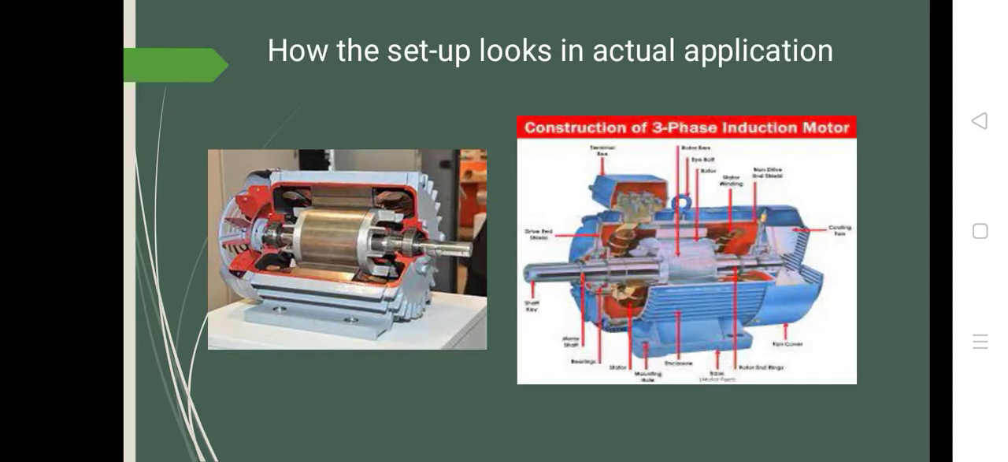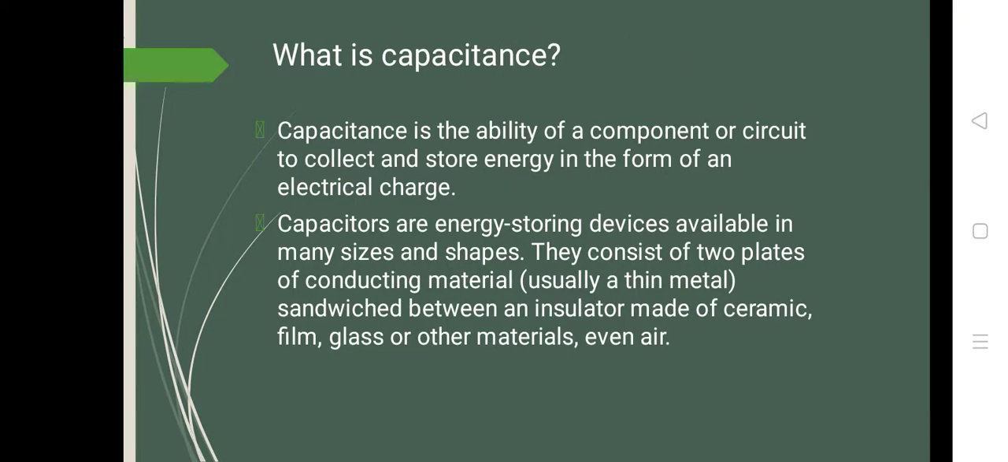Sorry. So next is capacitance. Capacitance is the ability of a component or circuit to collect and store energy in the form of an electrical charge. Capacitors are energy storing devices available in many sizes and shapes. It consists of two plates of conducting material, usually a thin metal, sandwiched between an insulator made of ceramic, film, glass, or other materials, even air.